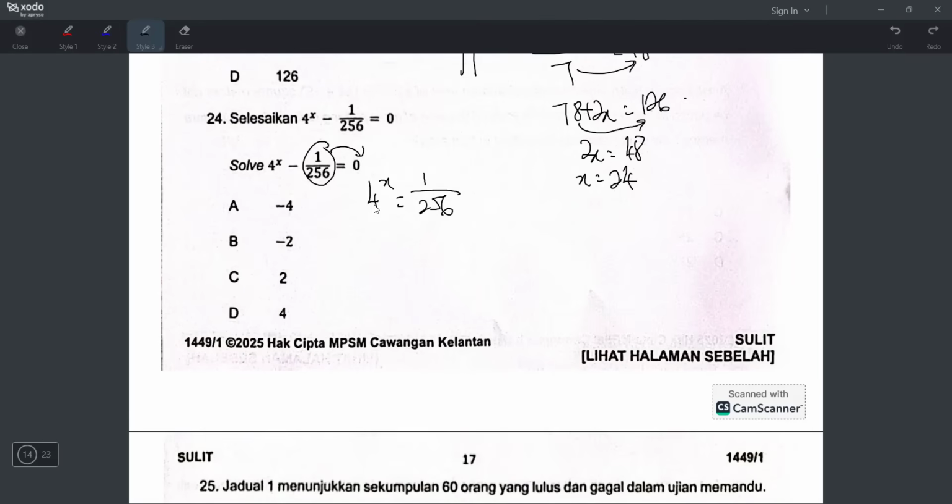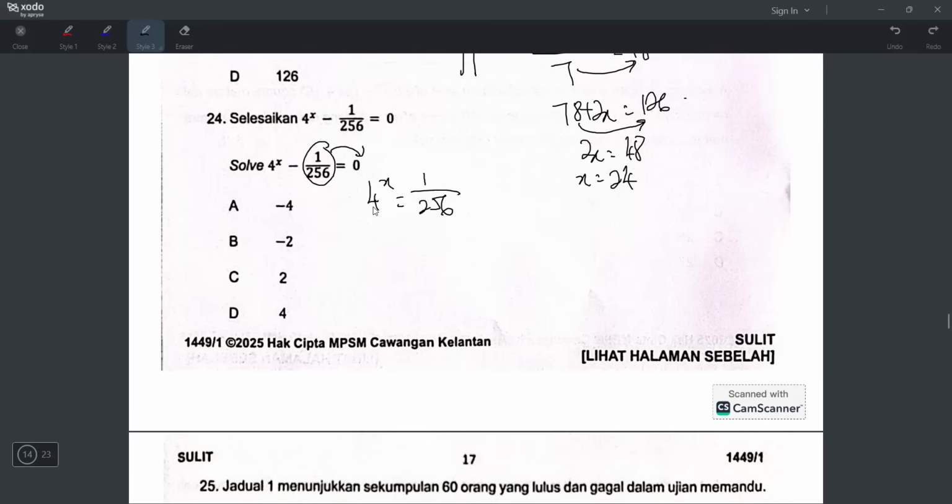Okay, now what? Of course, you can do it like this. You use your calculator. You press 4 power negative 4 and see whether you get 1 over 256. If you don't get it, you try with 4 power negative 2. If you still don't get it, also try 4 power 2 and 4 power 4. One of these will surely give you this answer. Whichever gives the answer 1 over 256 is the answer. But I'm going to show you the proper method.